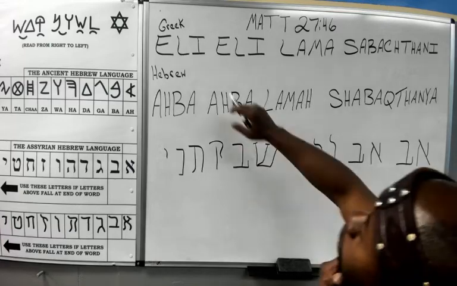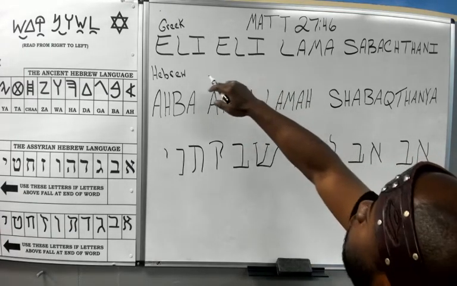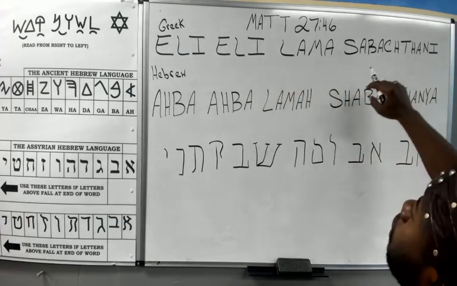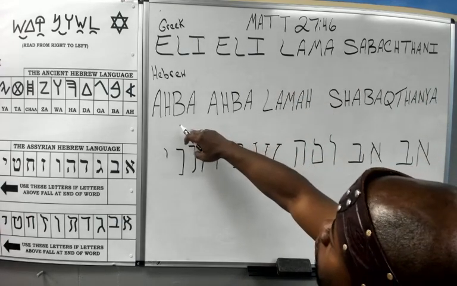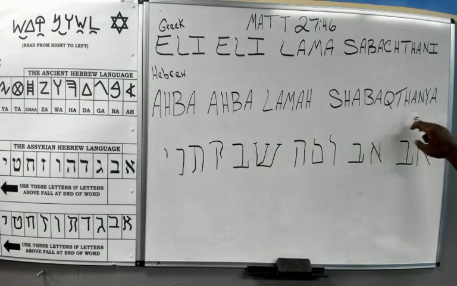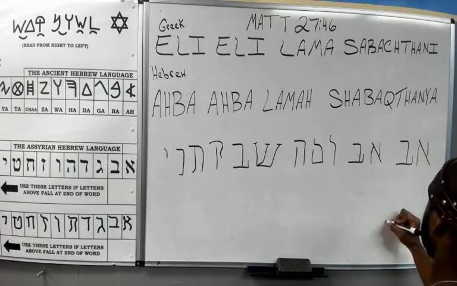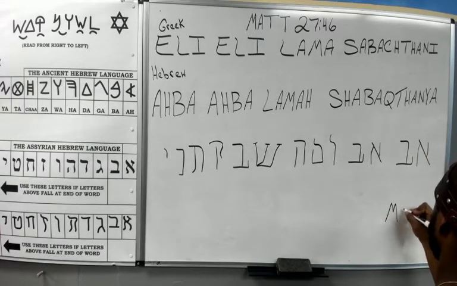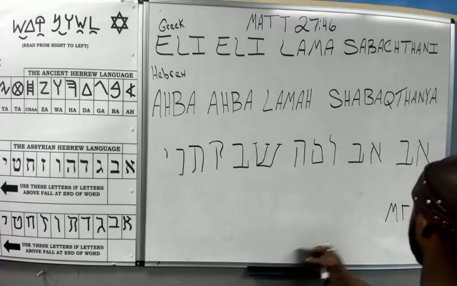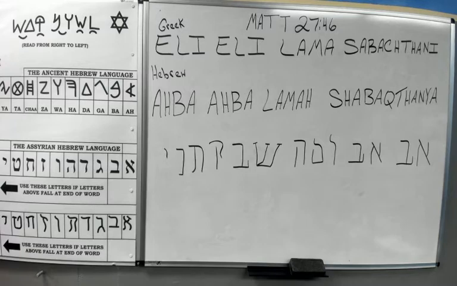In the Greek in which the Bible is written, Christ's words are Eli, Eli, Lama, Sabachthani. In the Hebrew, in which Christ said it, it is Abba, Abba, Lama, Sabachthani. Actually, I don't need to write it in English, we already read it in the scripture. It is basically just, my God, why hast thou forsaken me?